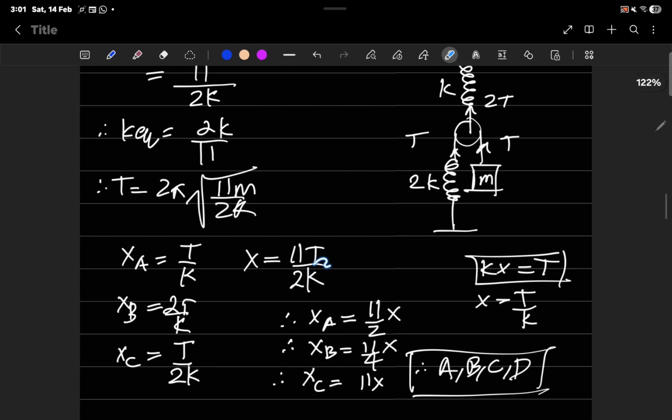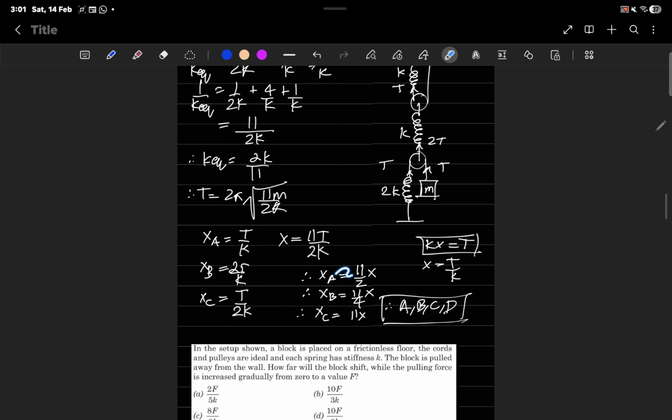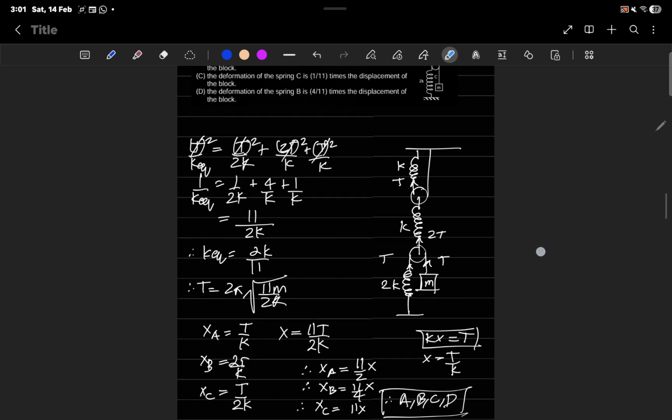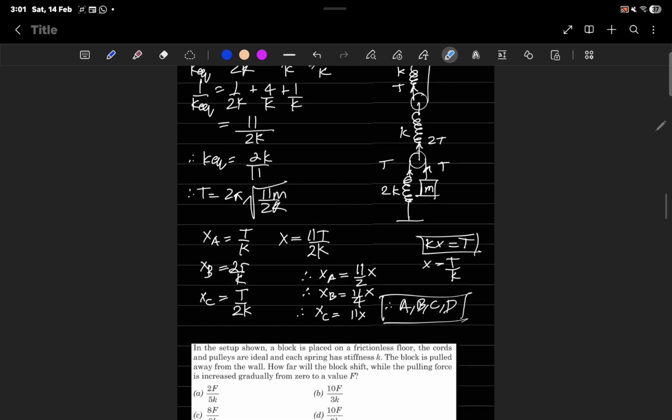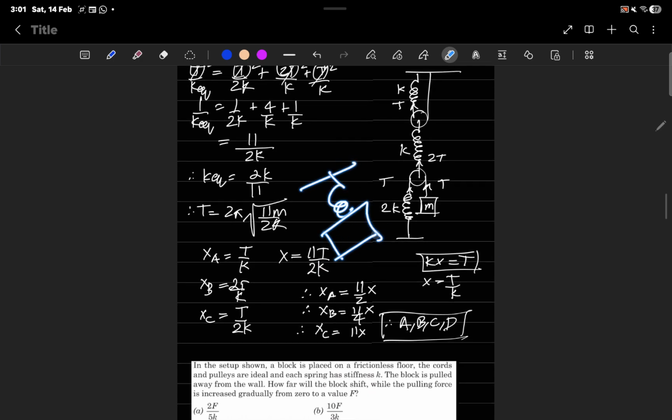Therefore the k gets multiplied by k effective. Then similarly we can write this, and we can find all of the answers, and the answer comes out to be A, B, and C all. So this question basically gets reduced to a problem of one spring and one block.